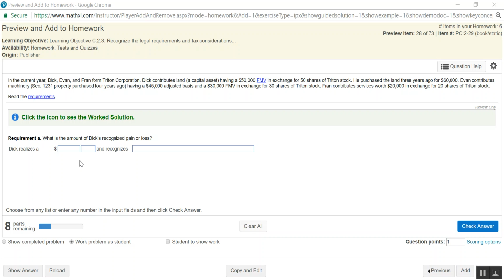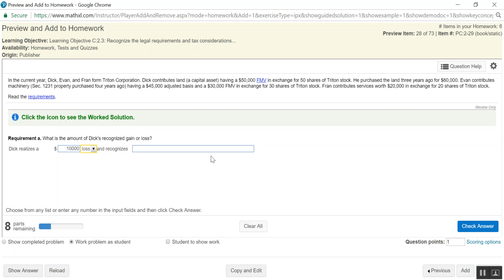So in this case, what is the amount of Dick's recognized gain or loss? First of all, we need to know what his realized gain or loss was. His land had a realized loss of 60 minus 50, or $10,000. And does he recognize any of that loss? Does 351 come into play here?